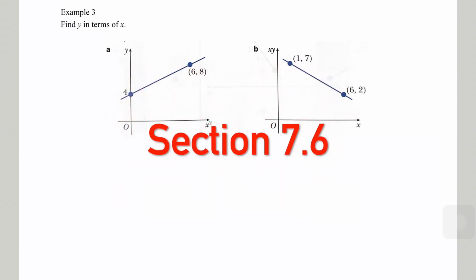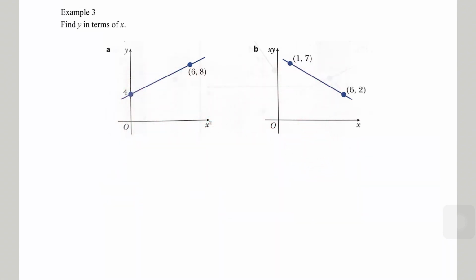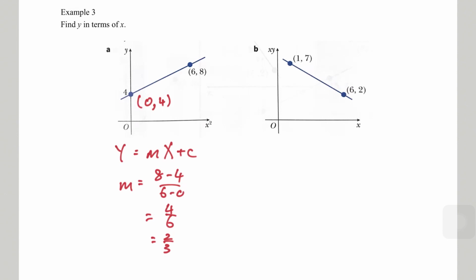Hi. In this section 7.6, we would like to obtain the original function of y in terms of x. So to start off, let us write down the capital Y as m times capital X plus c. So we will need to find out the value of the gradient, which is 0, 4. Okay, my gradient will be 8 minus 4 over 6 minus 0. So that is 4 over 6 equal to 2/3.